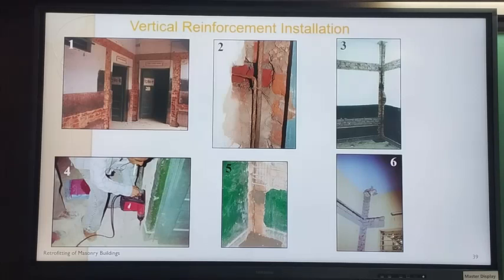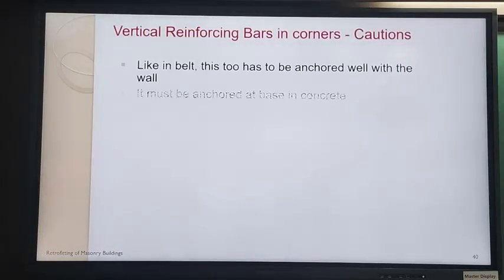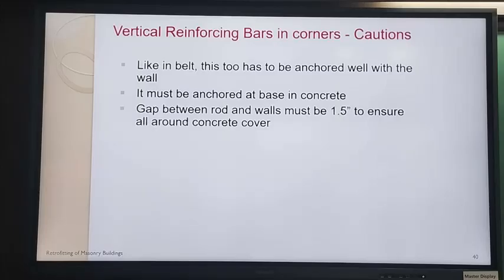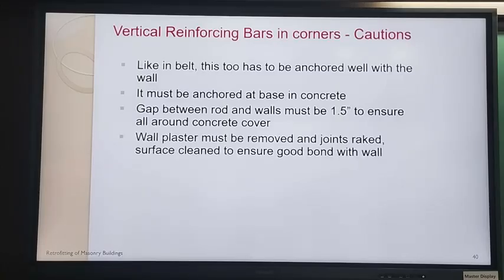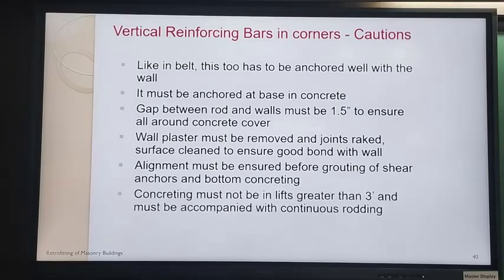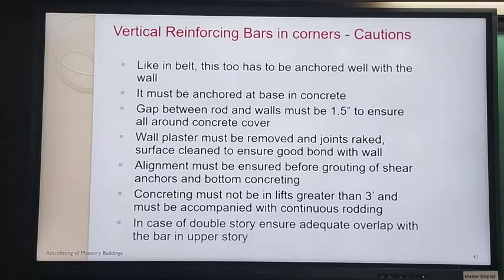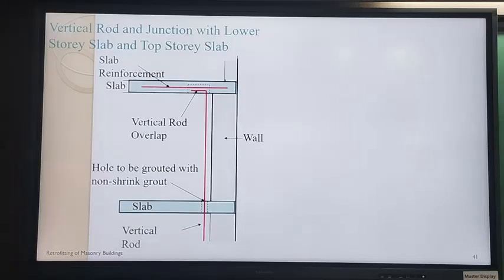And if you have a double-story or 3-story building, then you will have rods going right through the wall. So you'll have to drill this in the slab, and they can go right through. Anyway, these are already covered. You can read later on, but basically it talks about all the proper encasement and proper anchoring, preparing the surface.